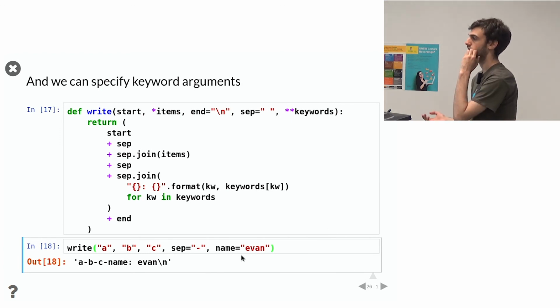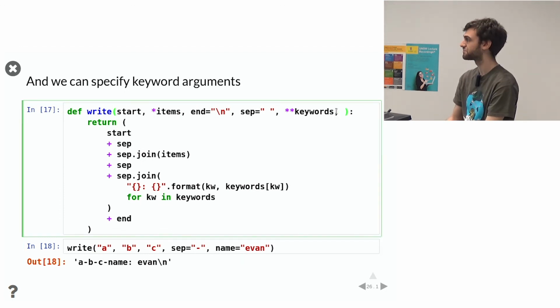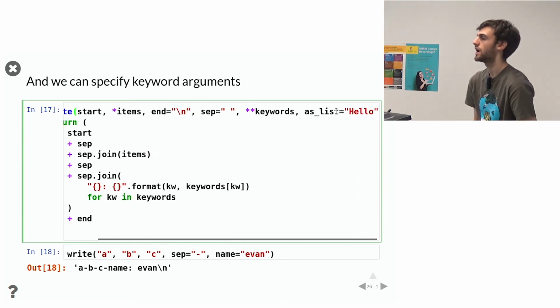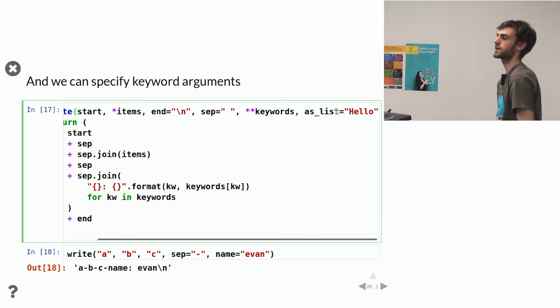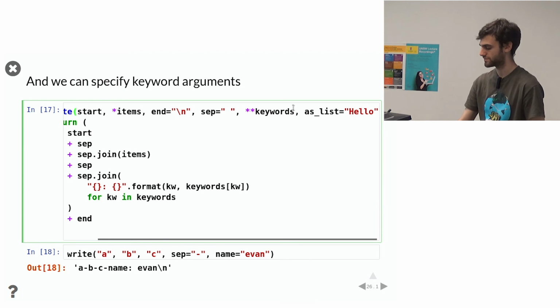The handy thing about this is a user can specify something like as list equals hello or something, and then you can check for that argument and say, does this argument exist? If it does, let me check what the value of it is.